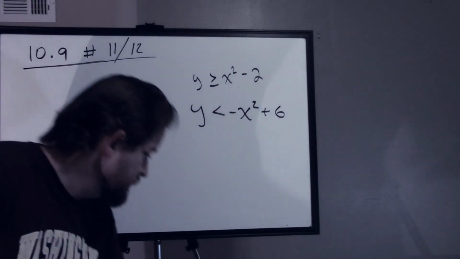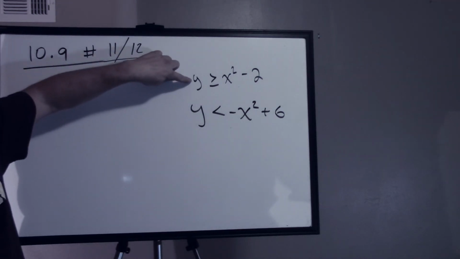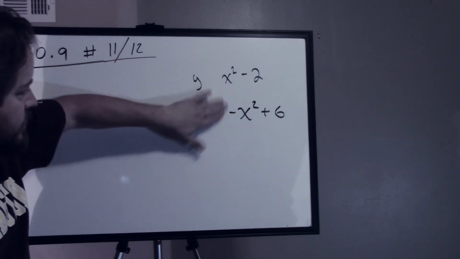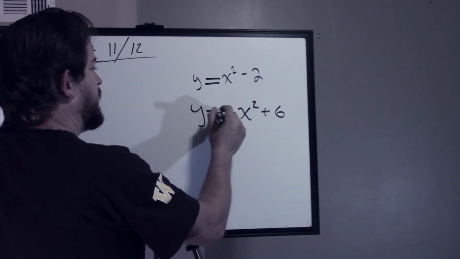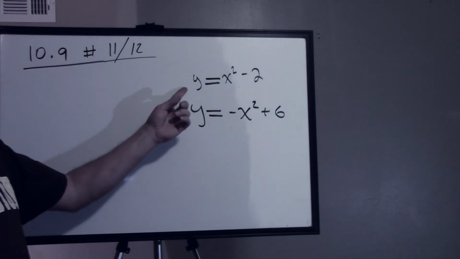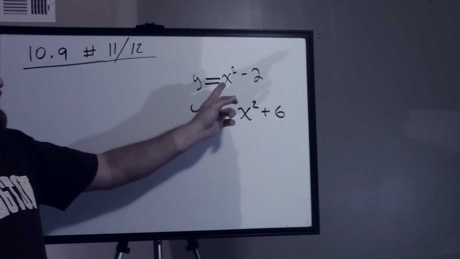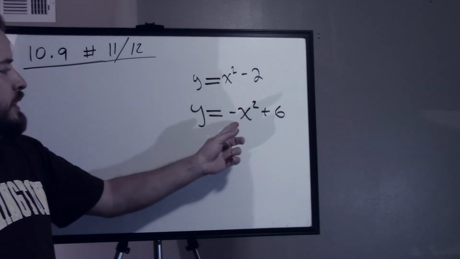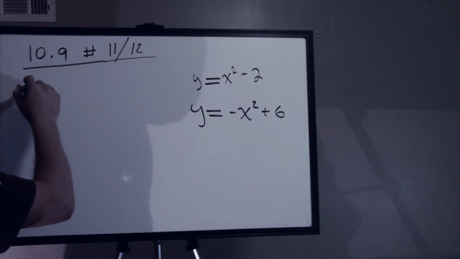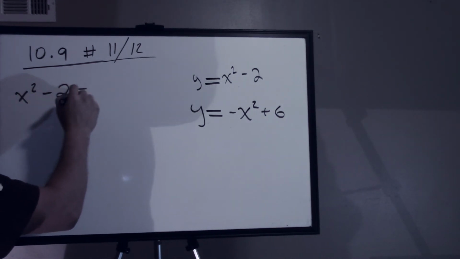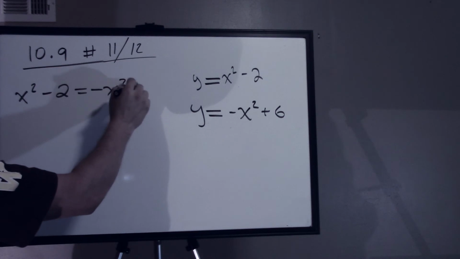Right. Again, all I have to do is say, well, I can use the substitution. We're looking at the borders, so we're not interested in the inequalities anymore. We're looking at the border. All I have to do is treat this like a substitution and say, where is x squared minus 2 equal to negative x squared plus 6? So x squared minus 2 equals negative x squared plus 6.